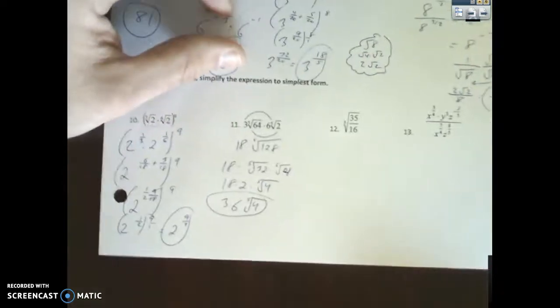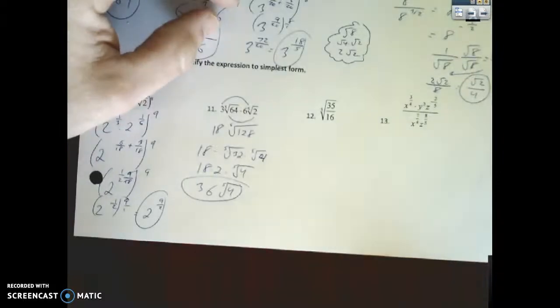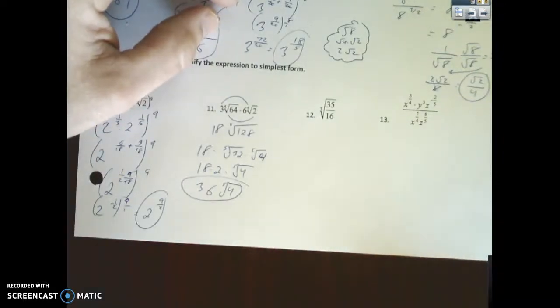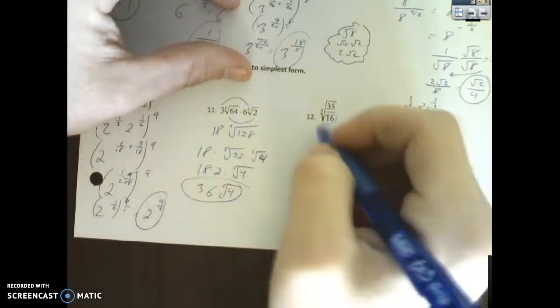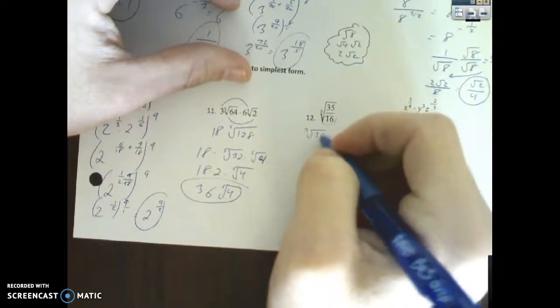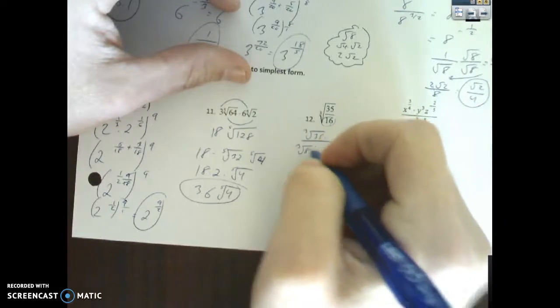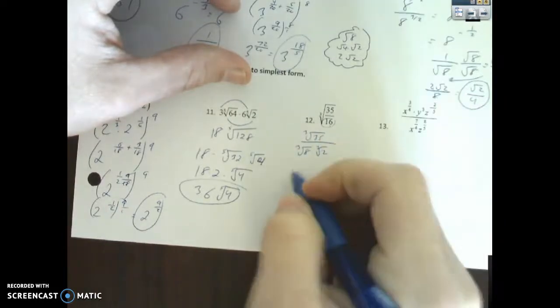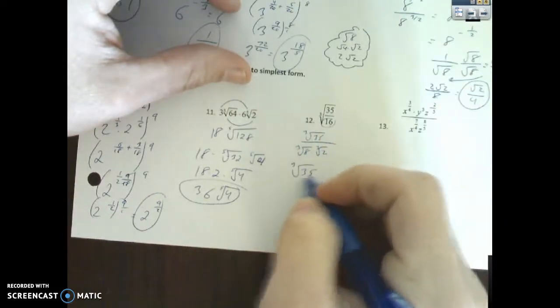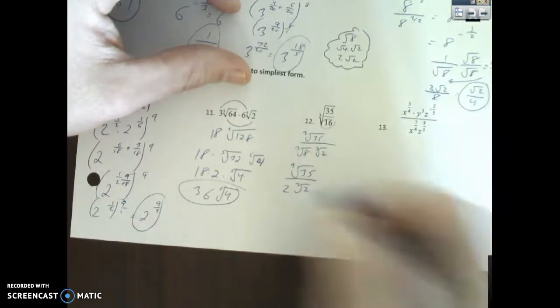Good. Now, number 12. Cubed root of 35 over 16. So, I can break down the bottom part. What perfect cube goes into 16? 8. Twice. So I get the cubed root of 35 over 2 cubed root of 2.